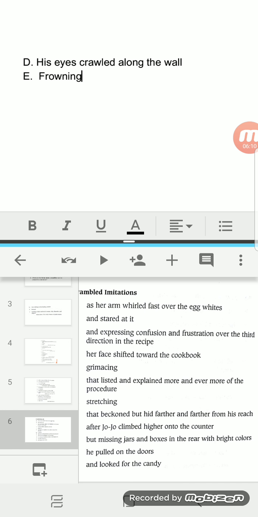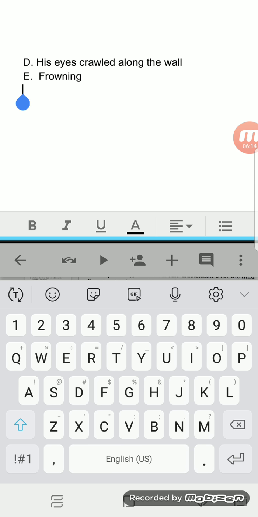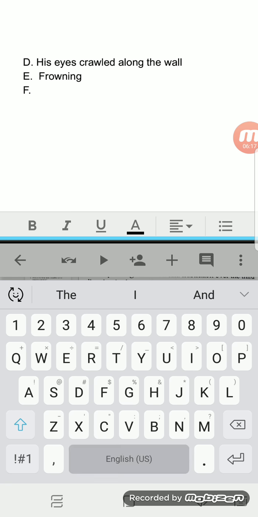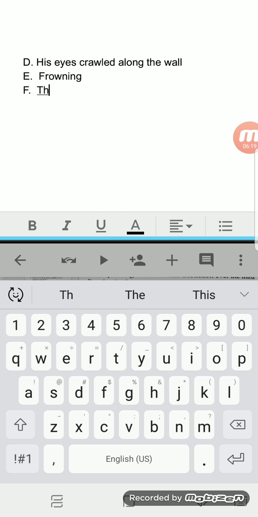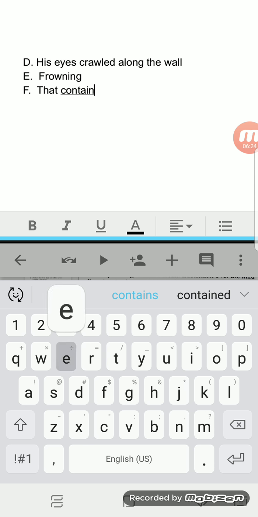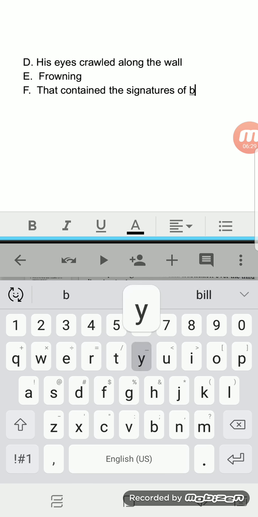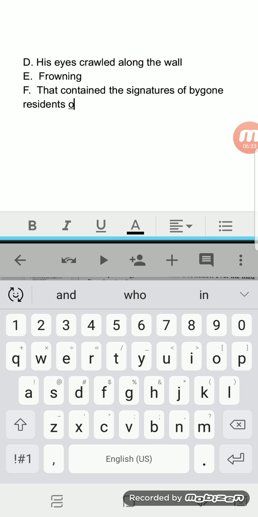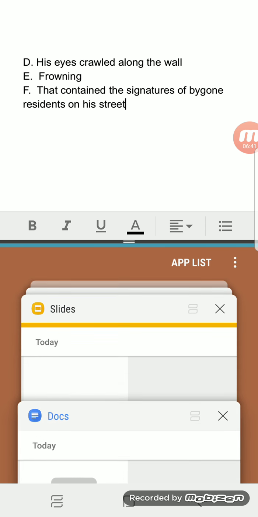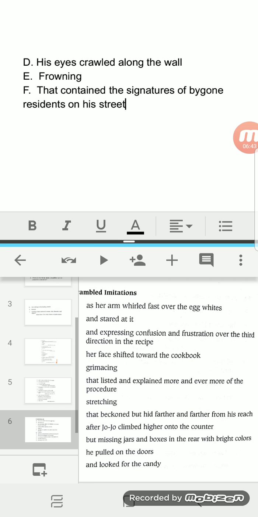"That listed and explained more and ever more of the procedure." That contained the signatures of bygone residents on his street. All right, so while this original sentence is about a cookbook, I'm going to make this about a wall that has like tags of people on it.